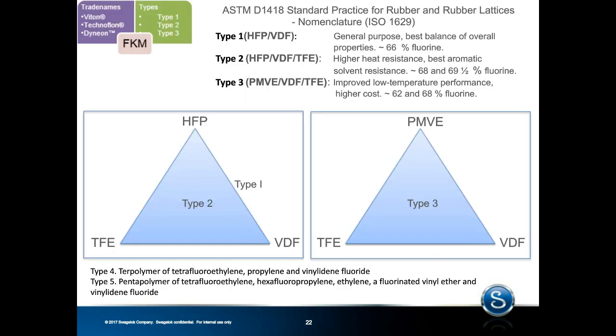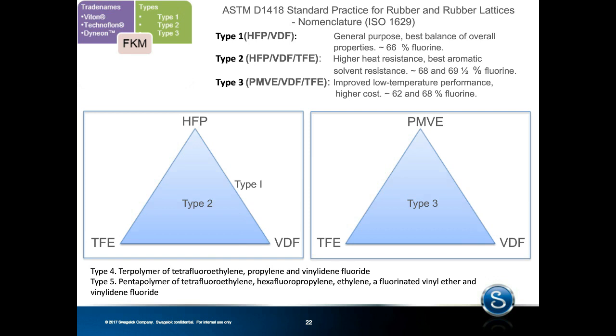Okay, this next slide really tells the whole story with FKM and why I want you to break the habit of talking in trade names. The thing that you have to understand with FKM elastomers is that there are many types. So the first thing that I want you to look at is the triangle on the left. The triangle on the left has 3 possible monomers there.